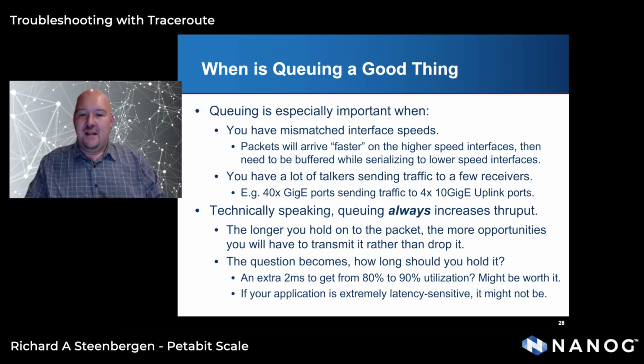So here's when queuing is a good thing. You really need it when you have mismatched interface speeds. So remember that packets are actually going to serialize. They're going to arrive faster. So if you have a 100 gig uplink and a 10 gig downlink, that packet is physically going to come across the wire faster on the 100 gig link than it is on the 10. So you're going to need to buffer that packet while you do that transmit. You also see this come up when you have a lot of talkers. So for example, if you've got 40 gig ports that are sending to a very small number of 4 by 10 gig uplink ports, you're going to need more buffering.